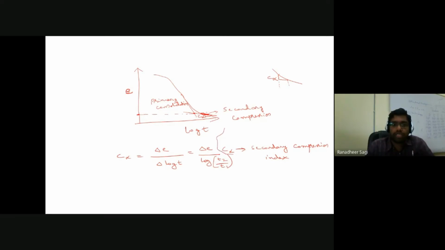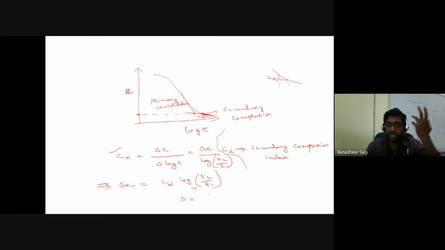So based on this coefficient, we can once again go ahead in writing down, because from here, delta e is C alpha into log t2 by t1 to the base 10. And once I want to know how much settlement is happening in my soil, if I want to go ahead in calculating, which settlement? It's the secondary compression settlement. So if I want to find out how much is my secondary compression settlement in the soil, I can once again come back to the same basic fundamentals.